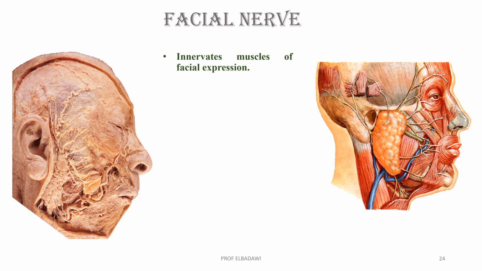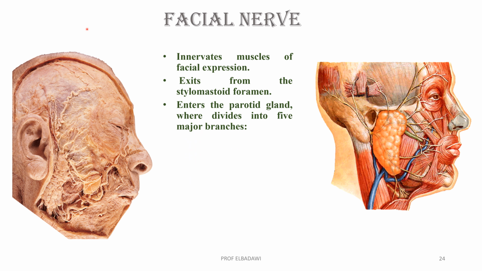Here, the facial nerve, which innervates the muscles of facial expression, as we said, comes out from the skull through the stylomastoid foramen, enters the parotid gland where it divides into its 5 major branches. The temporal branch, which is this one here and here. On the right side, this is a cadaveric specimen, well dissected, and this is a diagram on the left side.